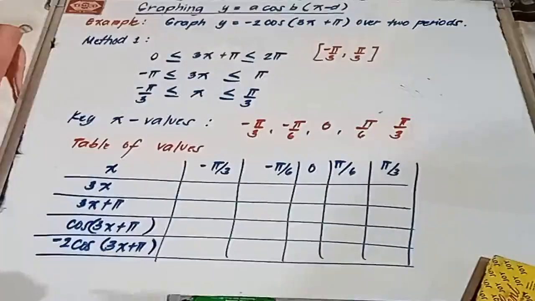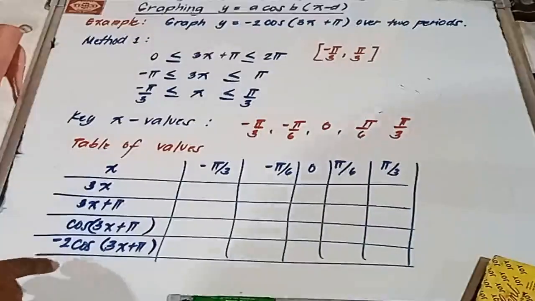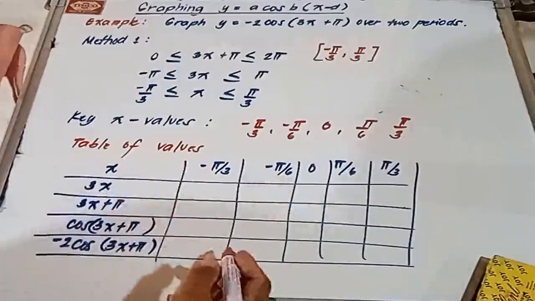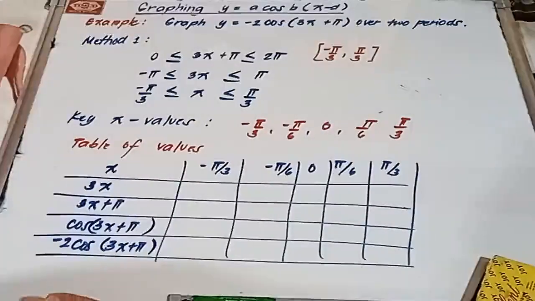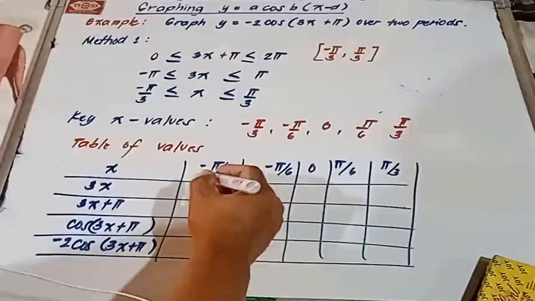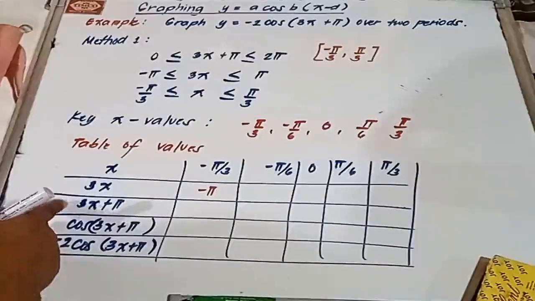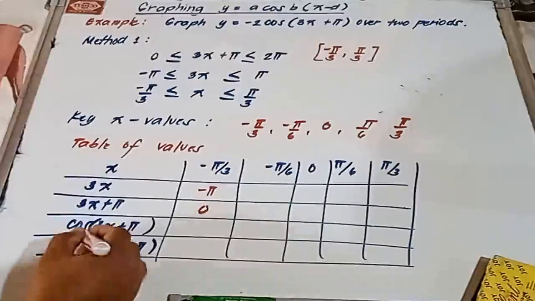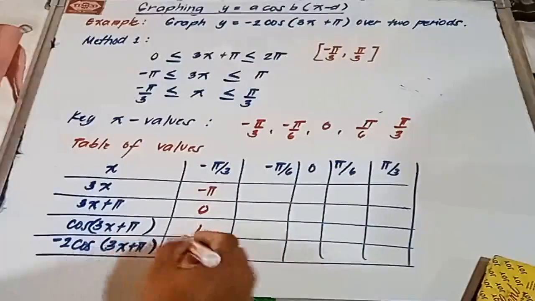Okay. Next, we solve 3x plus pi. Cosine quantity 3x plus pi, negative 2 cosine 3x plus pi. We have 3 times negative pi over 3 is negative pi. So 3x, which is negative pi, plus pi is 0. Cosine 0 is 1. Negative 2 times 1 is negative 2.